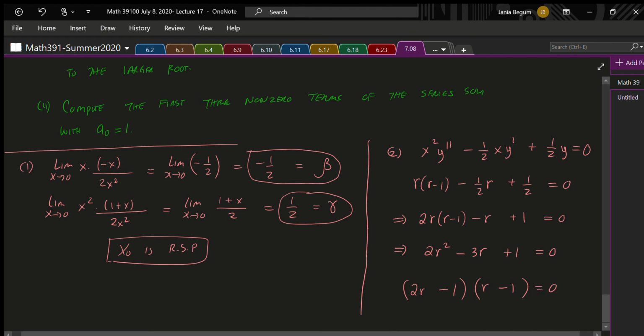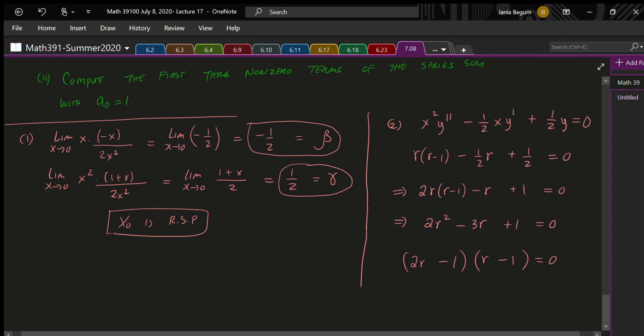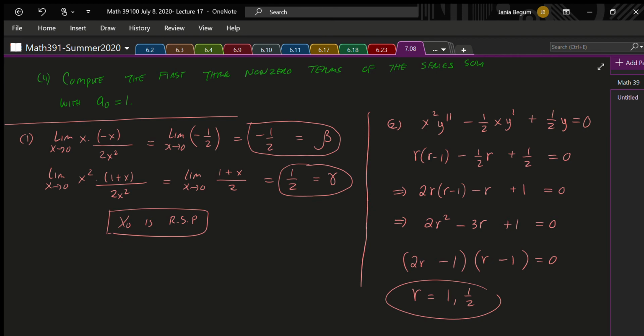Perfect. Thank you. Alright, so we found our roots to this polynomial. We have 2 roots. r is equal to 1 and 1/2. Perfect. We're going to hold on to this until we have a recurrence relation. So this will be held on until the recurrence relation.